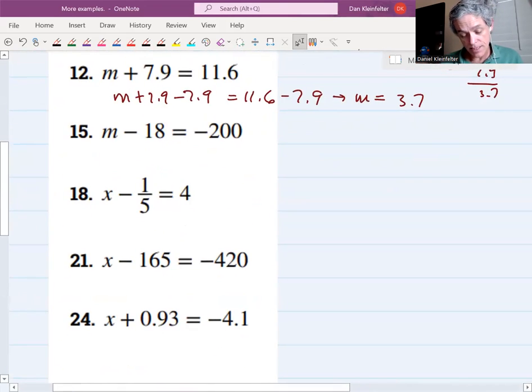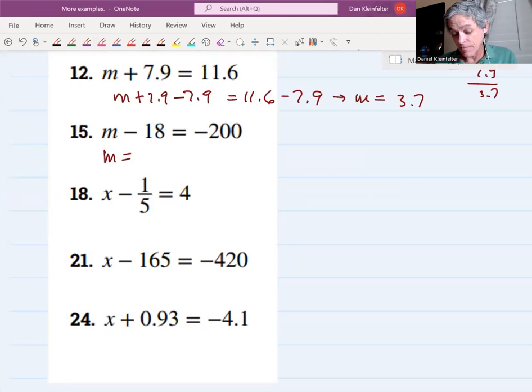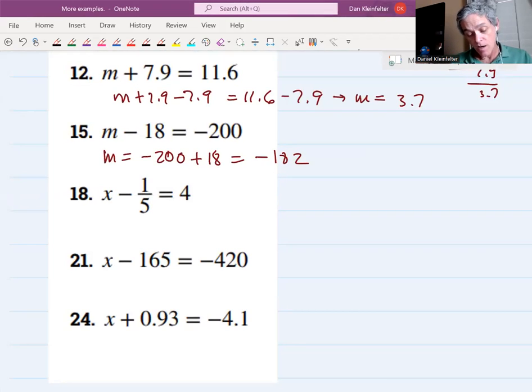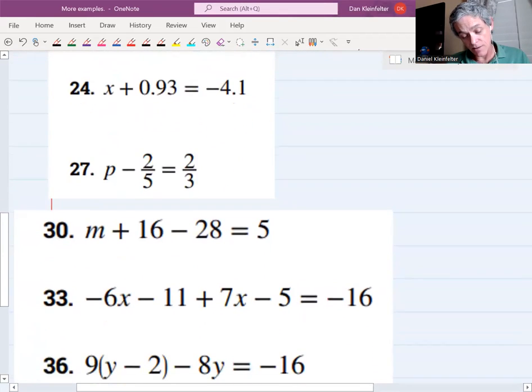Okay, let's see, what else would be done? For number 15, we're going to be adding 18 to both sides. We'll have negative 200 plus 18, and that's negative 182. Should be good. All right, so that's good. That's a handful of examples. Let's see if there are any others exciting.